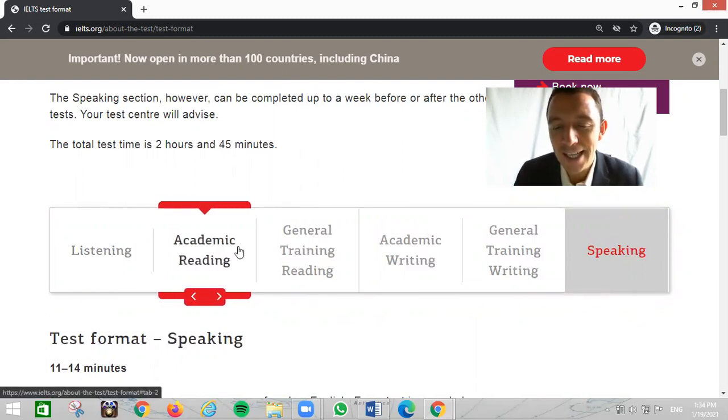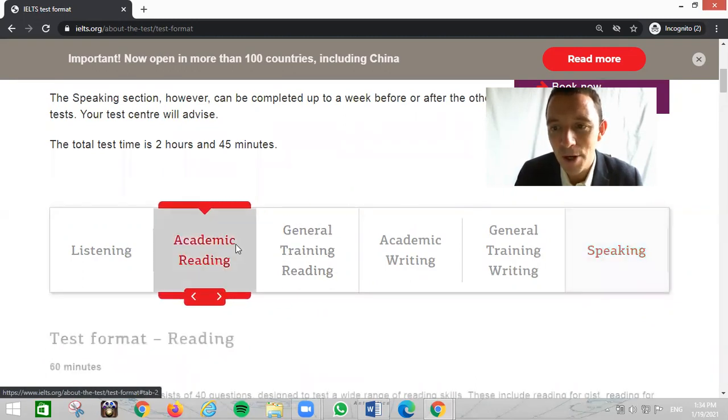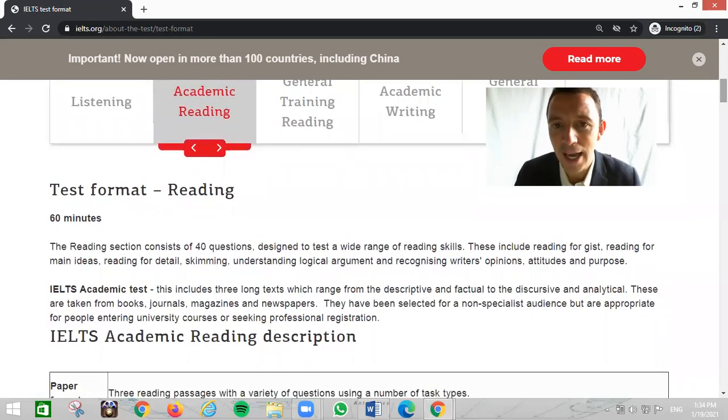So let's look at the academic reading and the general reading. So first we look at the academic reading, and maybe I can zoom. Let's see this. Hopefully it's a good size for you. So it consists of 40 questions, designed to test a wide range, un amplio rango, of reading skills.